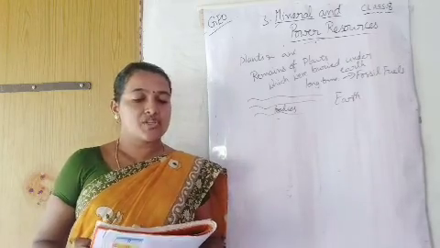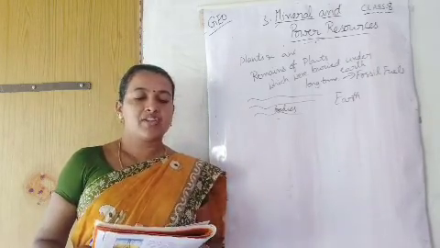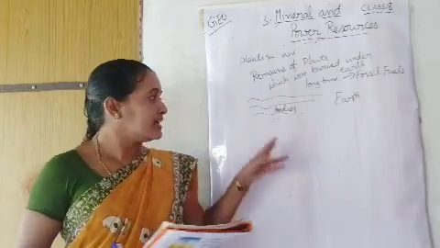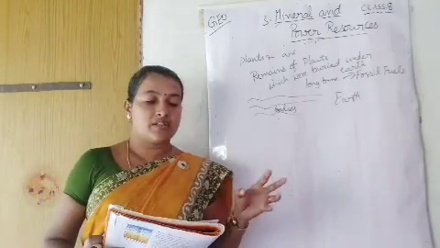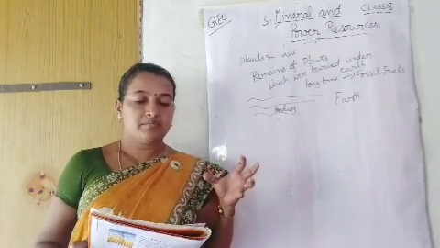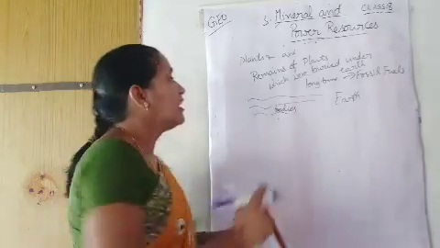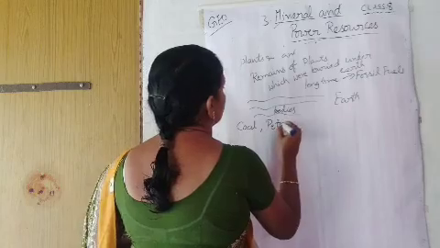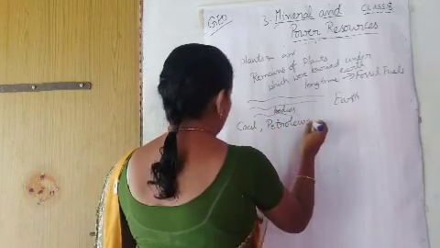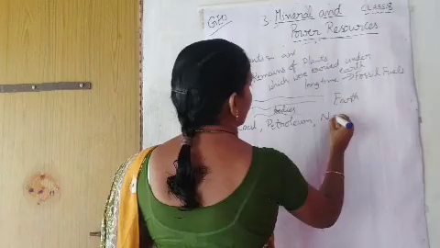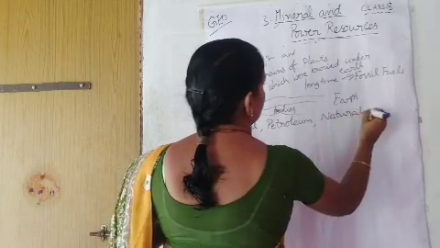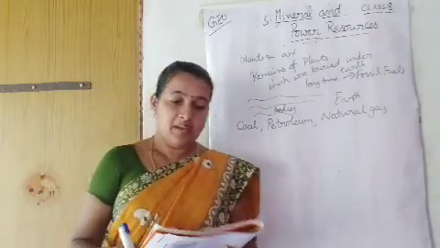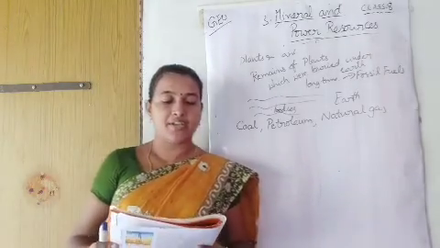Fossil fuels such as coal, petroleum and natural gas are the main sources of conventional energy. So in conventional energy, what are the main sources? They are coal, petroleum and natural gas.